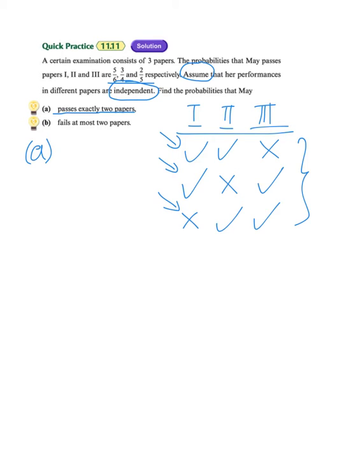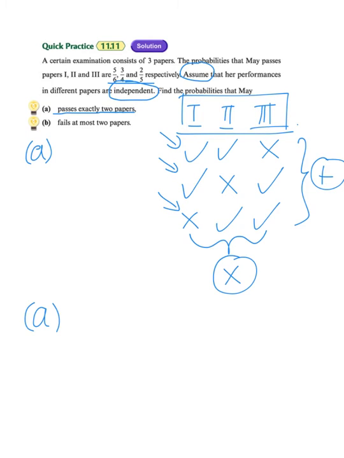Either the first one happens, or the second one happens, or the third one happens. So in between these 3 situations we use addition. But when we are considering the 3 papers, because they are performed simultaneously, we need to use the multiplication law. So for part A, pass exactly 2 papers, we need to calculate them one by one. Let me calculate the first part first.